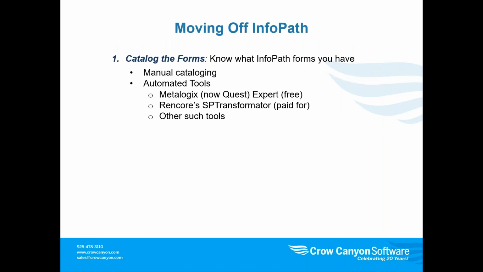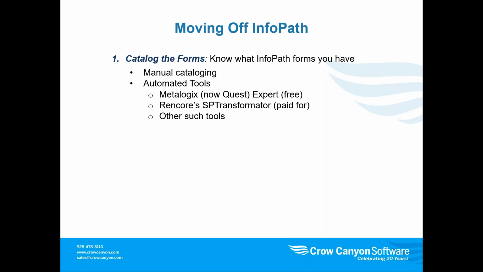So how do you move off InfoPath? Now, on a more technical or mechanical level, how do you actually do it? Well, you can catalog the forms. This is what I call a catalog or inventory of the forms. This is the idea of knowing what you have in place, what is there, and the scope of your project.